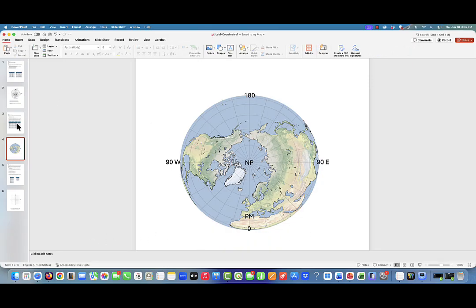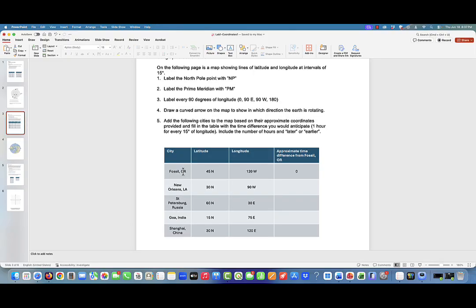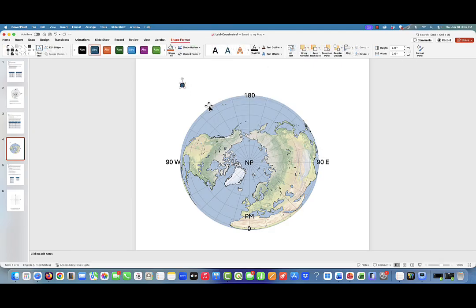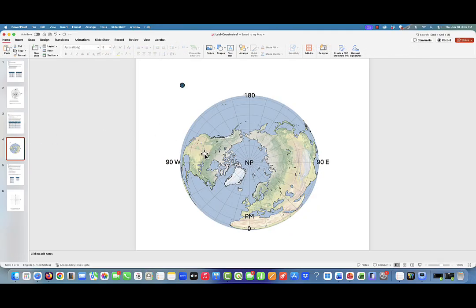And then the other thing you're going to do is plot some points. One of these points is Fossil, Oregon. It's at a latitude of 45 degrees and a longitude of 120 degrees west. So let's add a point for that. First I'm going to put a point on my map as a circle. Fossil is 45 degrees north, so 15, 30, 45. It's along this line here. And it's 120 degrees to the west. So 90, 105, 120. So 45 and 120 is going to be right where those two lines cross there. Okay, so that's approximately where Fossil, Oregon is.